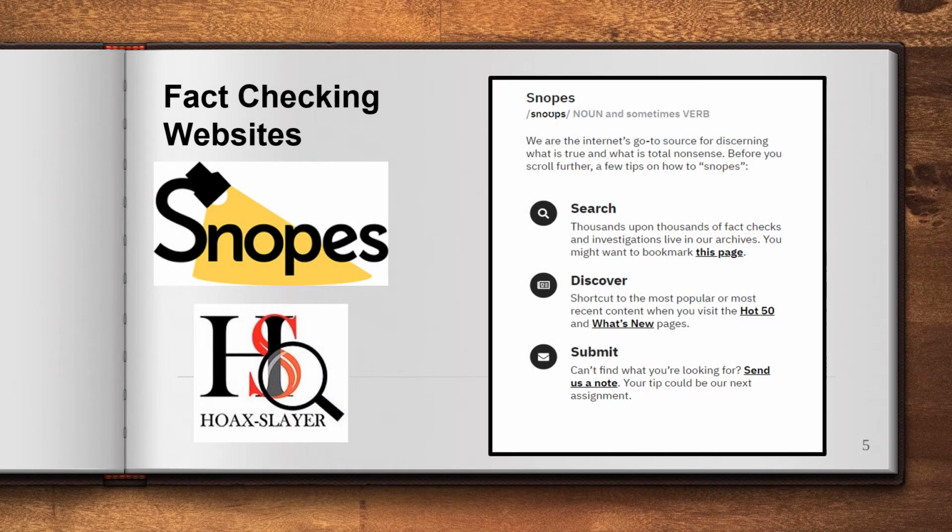So I suggest that if you're concerned about some facts that you've read, you use a fact-checking website to see what's going on. So Snopes is very good, and there's an Australian website called Hoax Slayer.